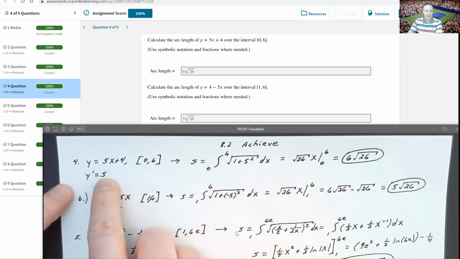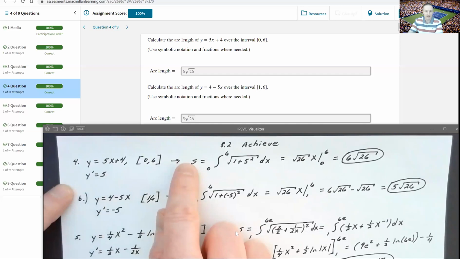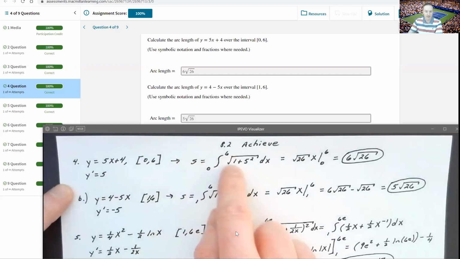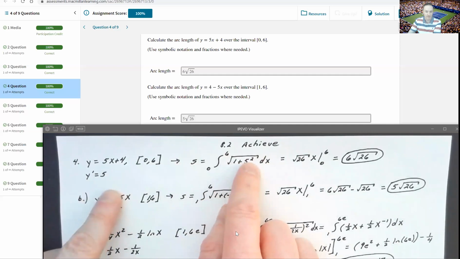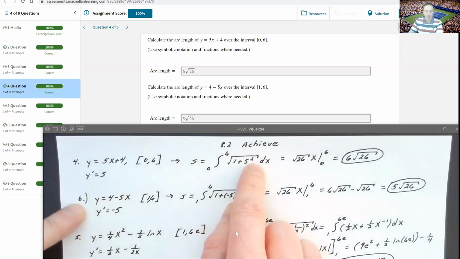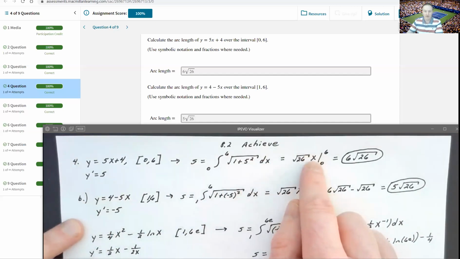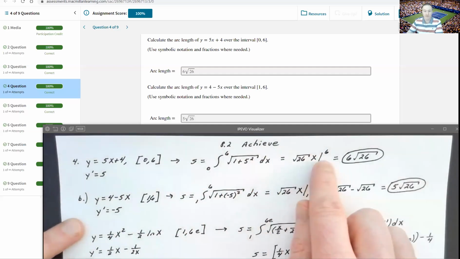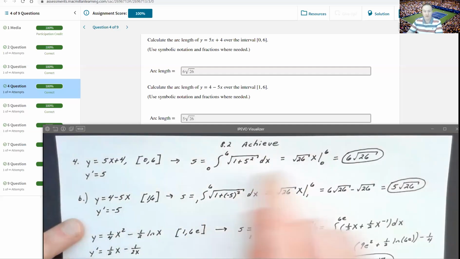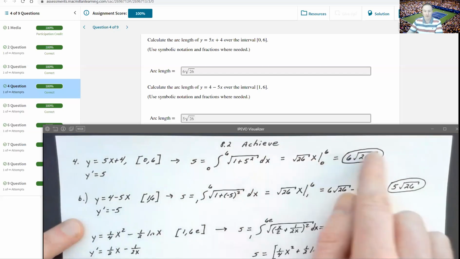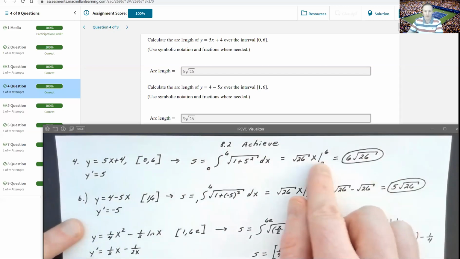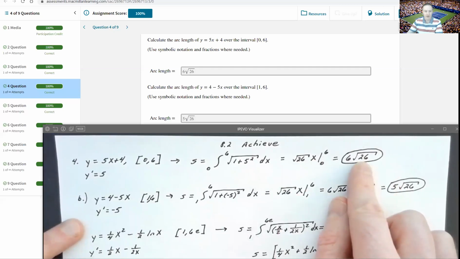I've taken the first derivative, found that it's 5, and so then I said the arc length is the integral from 0 to 6 of the square root of 1 plus 5 squared. Of course, that's the square root of 26. When you integrate the square root of 26, and remember, the variable is understood to be times x to the 0, when you integrate that by the power rule, you get the square root of 26 times x to the first. And now we said, well, we're just evaluating that from 0 to 6. So of course we're going to get 6 root 26 for our final answer. When you evaluate it at 0, you get nothing.